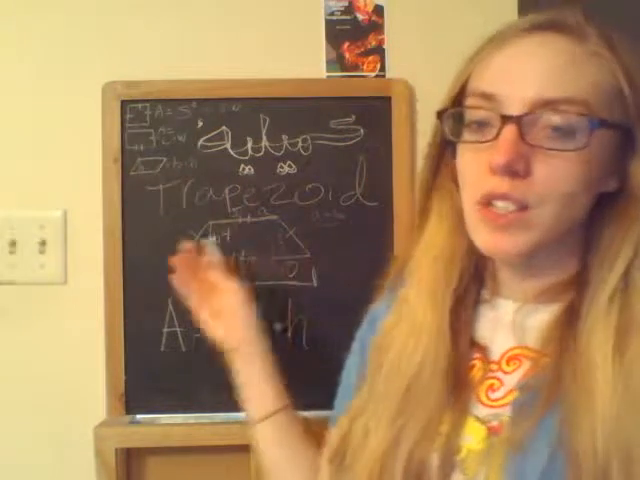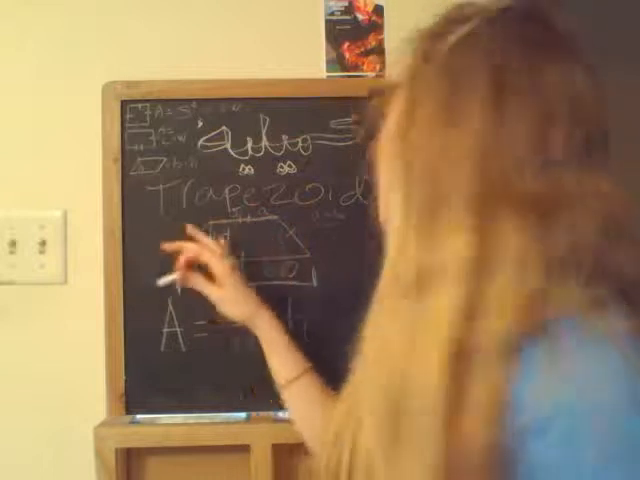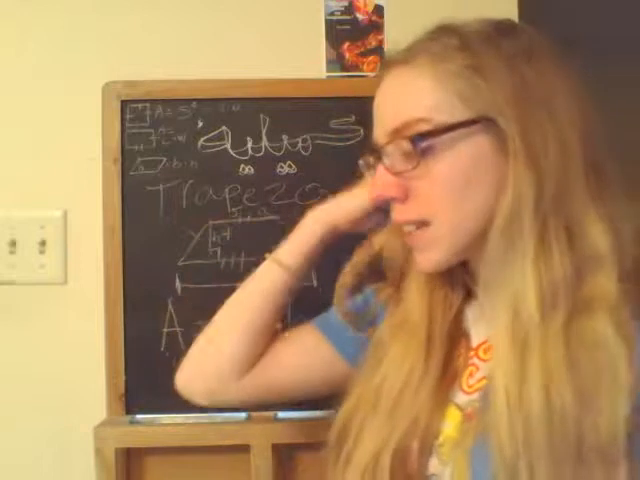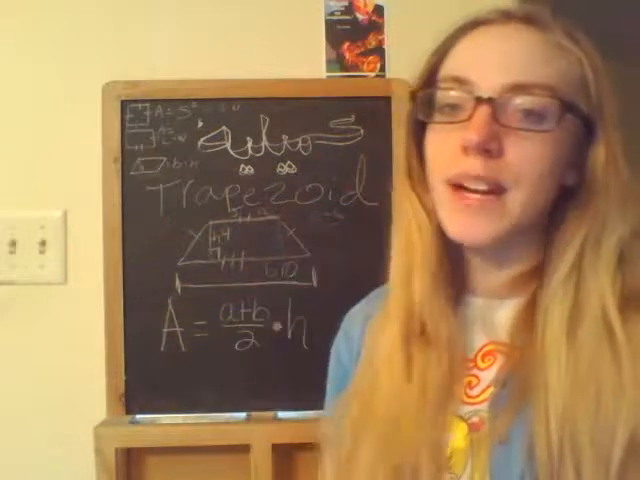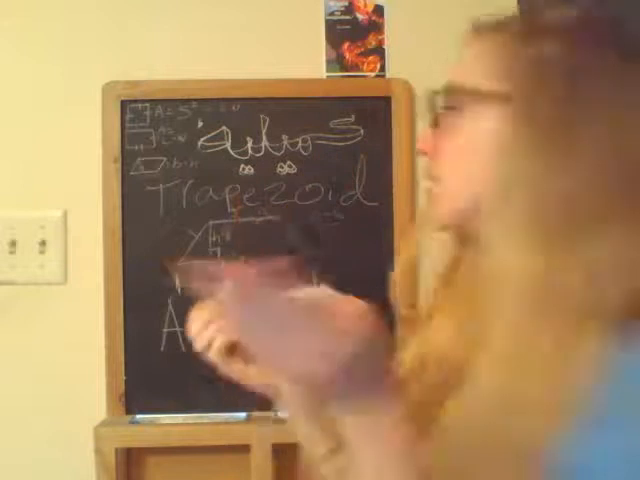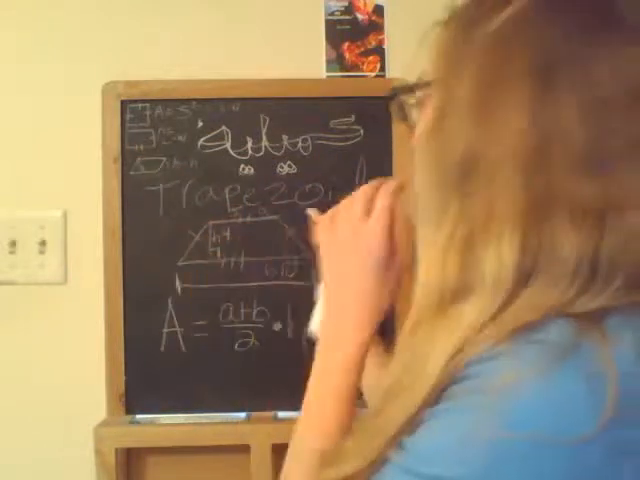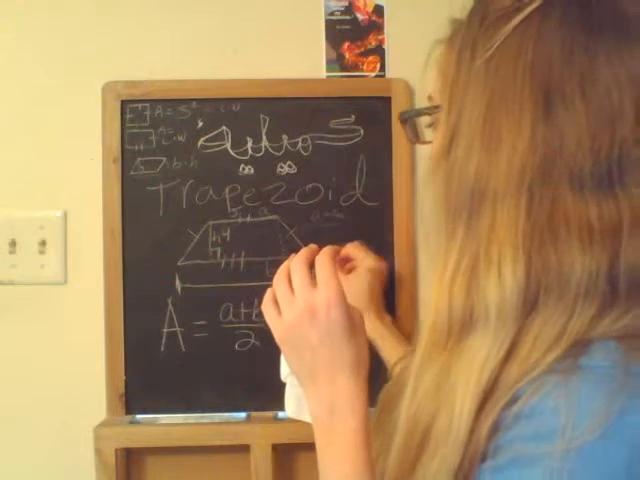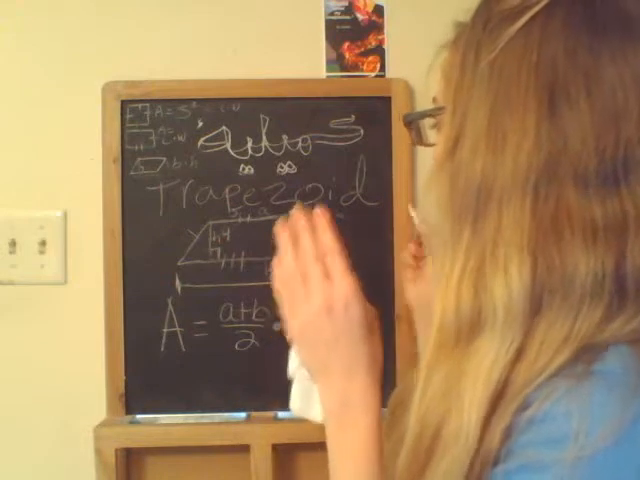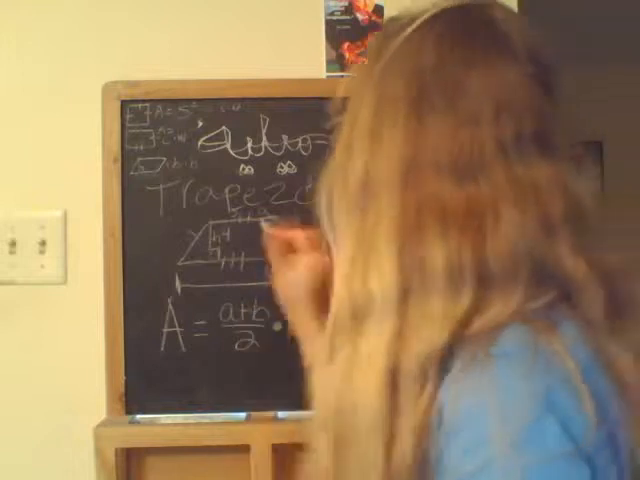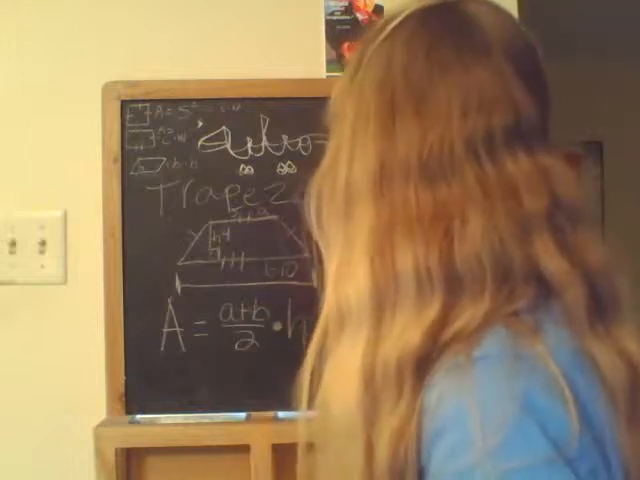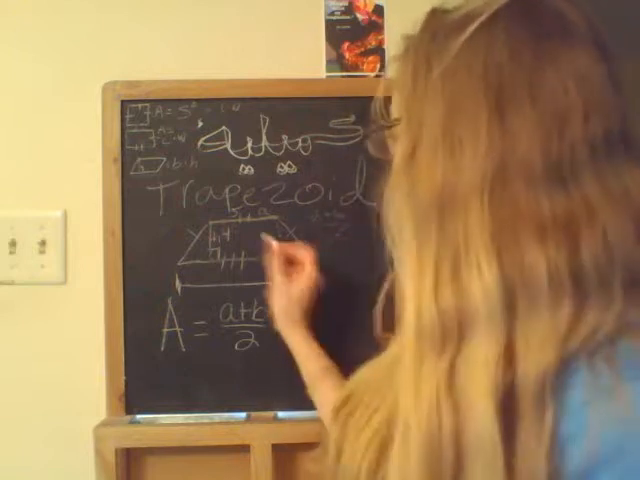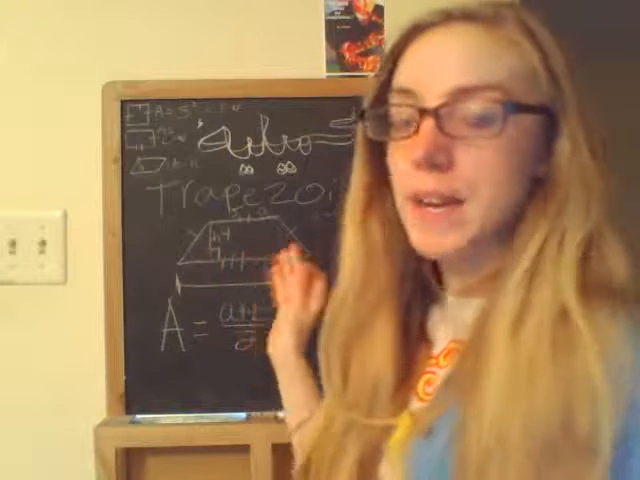And now we've moved on to another type of quadrilateral called a trapezoid. In a trapezoid, it's basically a parallelogram that's been chopped in half. So you can kind of see a parallelogram being made if you went like that, we could get a parallelogram made out of this object here. So basically, we make a parallelogram out of a trapezoid.